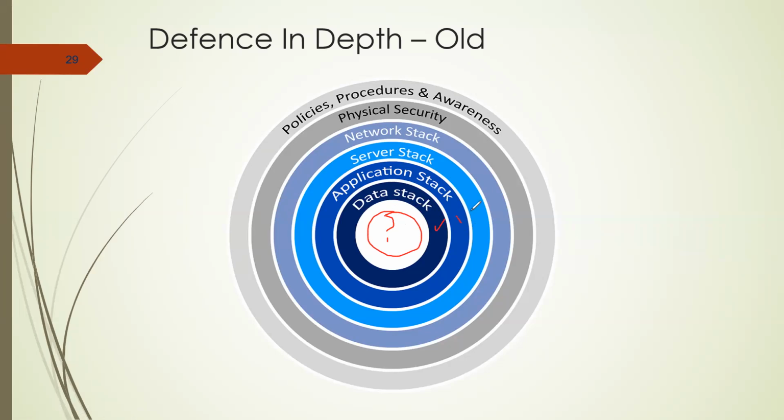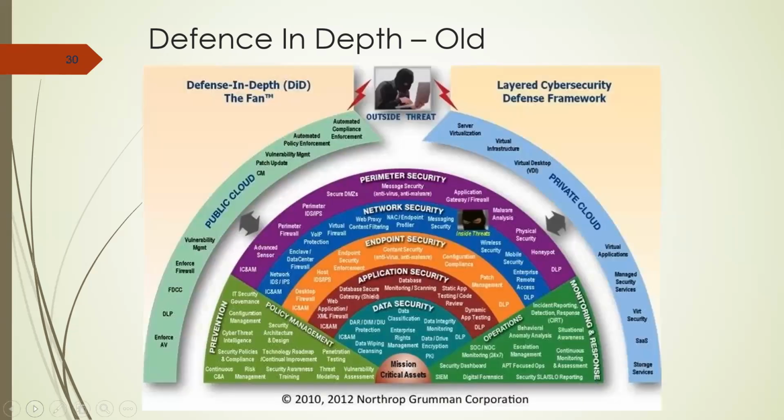Using data stacks, application stacks, server stacks, network stacks, physical stacks, policies, procedures, and awareness, because it's the first level. First, raise awareness. Do not do this, do not do the other. Do not attempt this. So this was the olden way in which they used to protect mission critical systems. We will see in the next slide the current modern way. And that's why you see we have a lot of intrusion detection, because the ways have become so sophisticated.